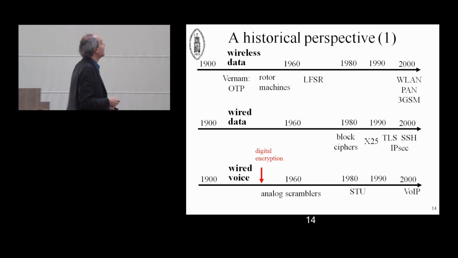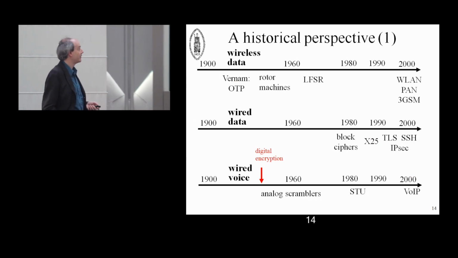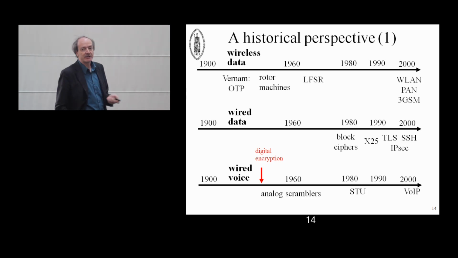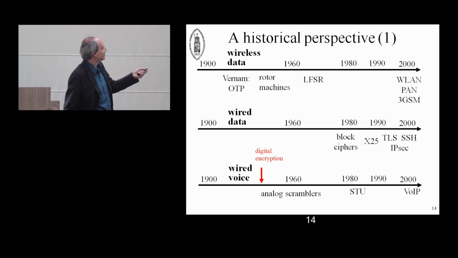Okay? So this is a historical perspective of security. So wireless data, there was from the early 1920s some interest, the one-time pad, then the rotor machines, which were very popular during World War II. Then in the 60s, LFSRs. And today, of course, we have wireless LAN, personal area networks, 3G and even 4G.